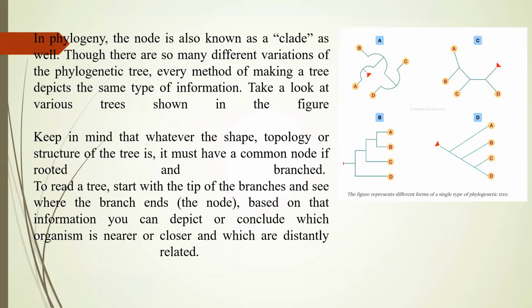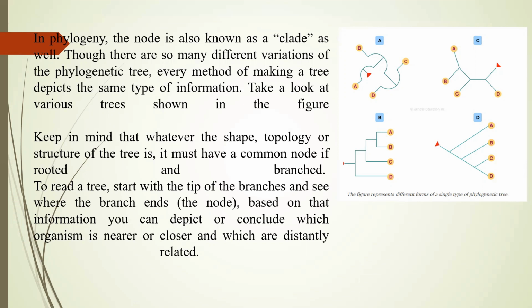Though there are so many different variations of the phylogenetic tree, every method of making a tree depicts some type of information. Taking a look at the various trees shown in this figure, we can see how A, B, C, and D vary in representing the same data, which can be represented in different ways. Keep in mind that whatever the shape and topology of the tree is, it must have a common node, the root or an ancestor, and then it is branched.